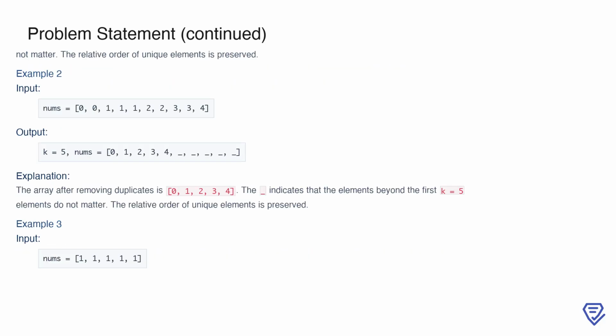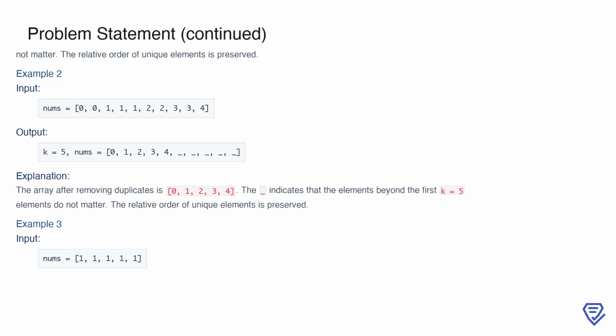Now, consider another example where the input array is nums equals 0, 0, 1, 1, 1, 2, 2, 3, 3, 4. In this case, the output will be k equals 5 and the modified nums array will look like 0, 1, 2, 3, 4, underscore, underscore, underscore, underscore, underscore. After removing duplicates, the unique elements 0, 1, 2, 3, 4 occupy the first k positions, and their order is preserved. The underscores signify that the values beyond these positions are irrelevant for our solution.